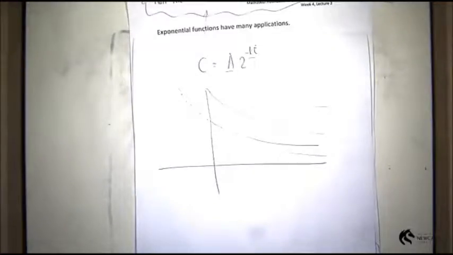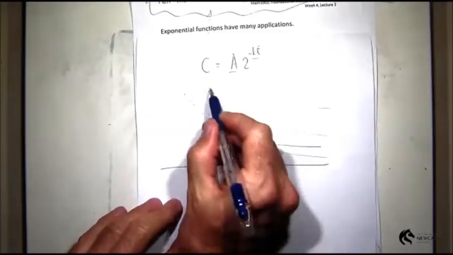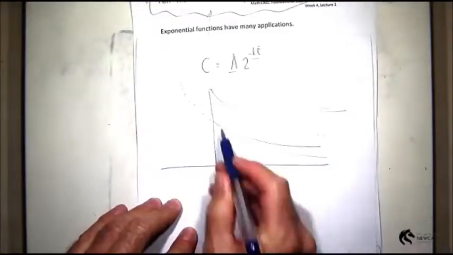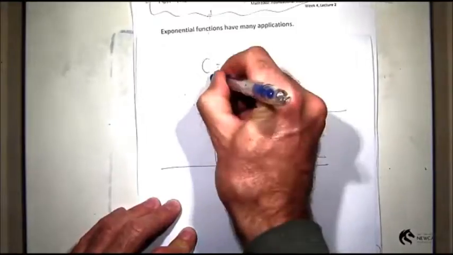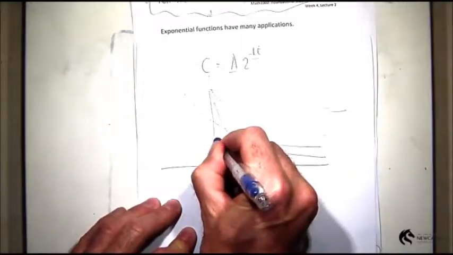If the half-life is long, this thing will be up like this. If the half-life is short, it'll go like this. If there's a lot of it to begin with, we'll start way up there. If there's not very much to begin with, we'll start down closer to here.